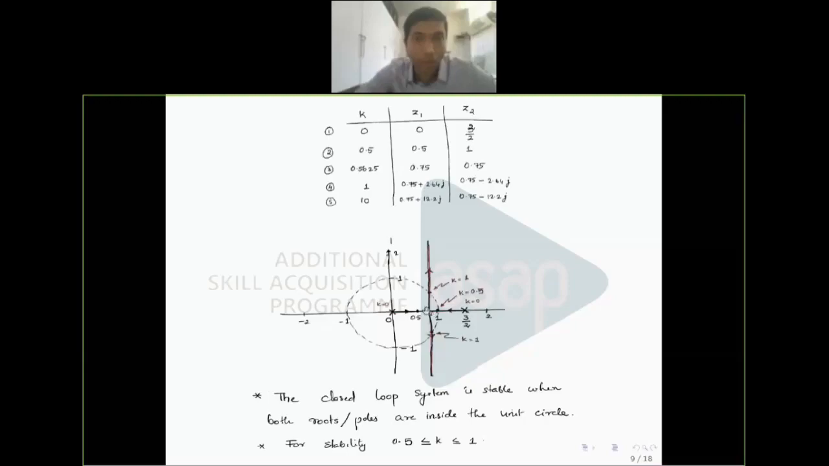Now, if you further increase the gain, what will happen to the closed loop poles? You can see that when you increase the gain from 0.5625 to 1, one of the poles moves upward and another pole moves downward. When you increase K further, it goes further up and the other pole goes further down.